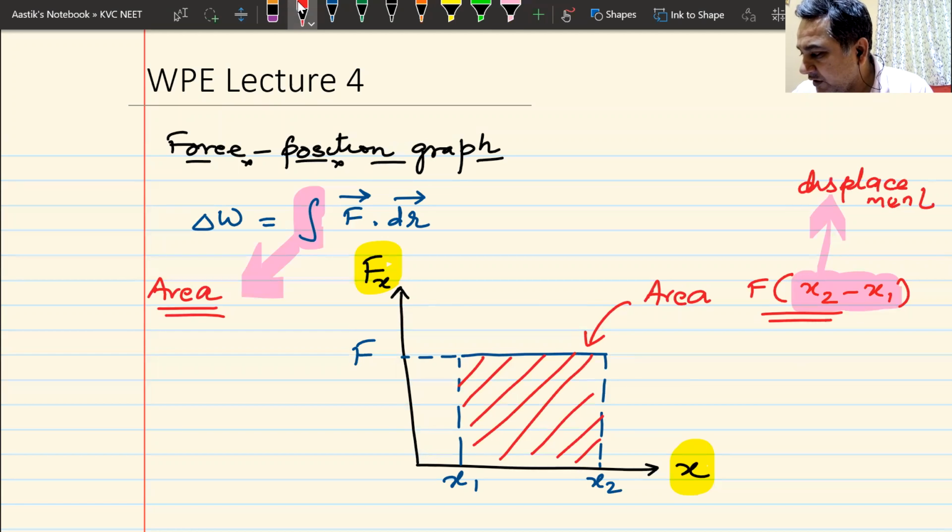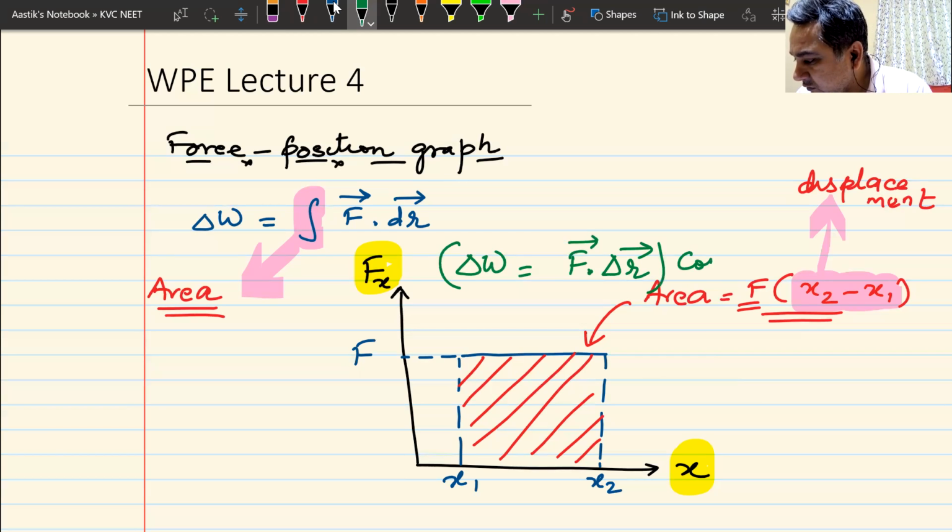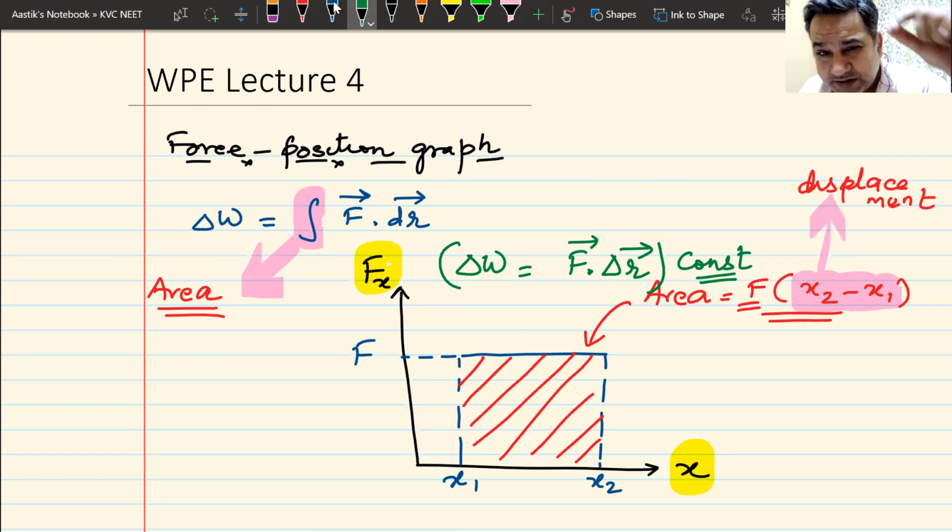So basically what we are doing, when the force is constant, it is simply force multiplied by displacement. Remember, work done by a constant force is simply F dot delta R. And as you can see from the area under this graph, it is simply F multiplied by delta R, the change in position, which is your displacement.